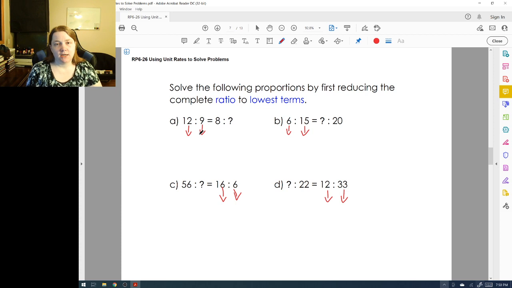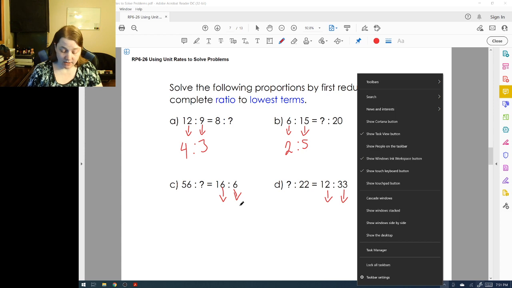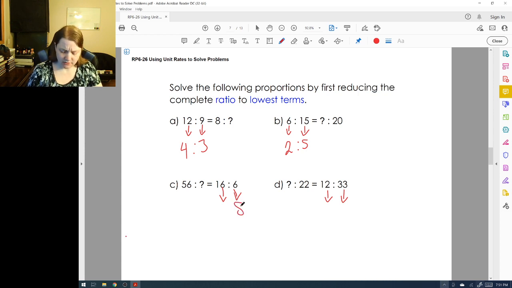12 to 9 can be simplified to 4 to 3 by dividing each number by 3. 6 to 15 can be divided by 3. 6 divided by 3 is 2. 15 divided by 3 is 5. 16 and 6 can both be divided by 2. 16 divided by 2 is 8. 6 divided by 2 is 3.